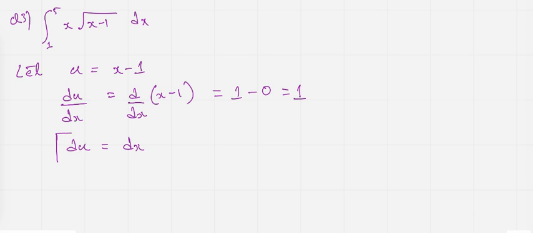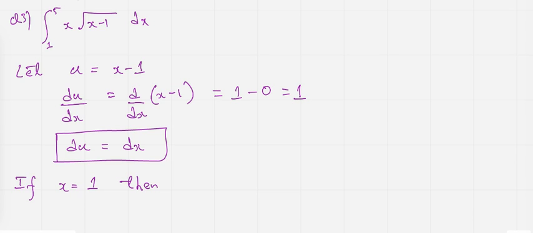Okay, and as we are going to change the limits, of course. So if your x is equal to 1, the lower limit, then what is going to happen with your u? Your u is going to be 1 minus 1, which is your 0. Here I just substitute my x value here, and I just got the u answer.